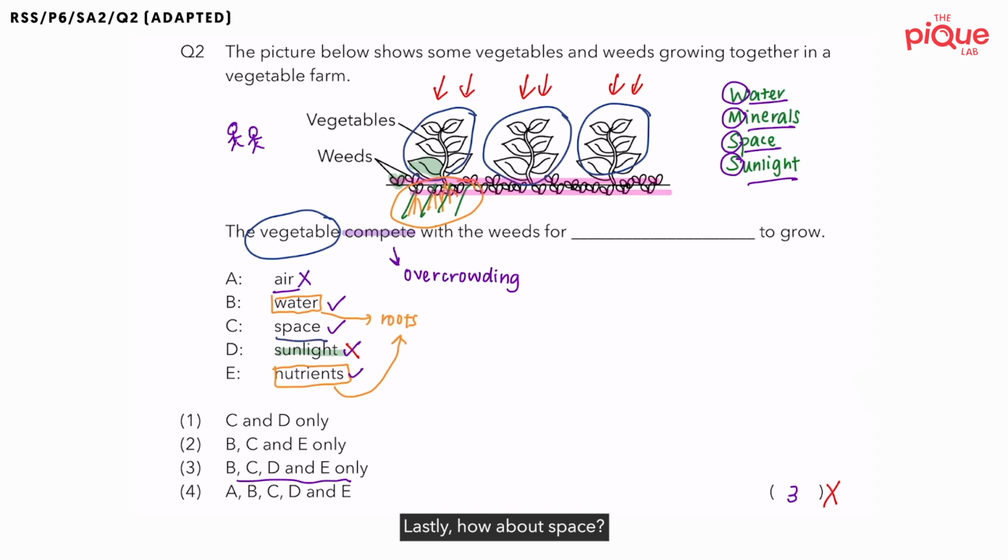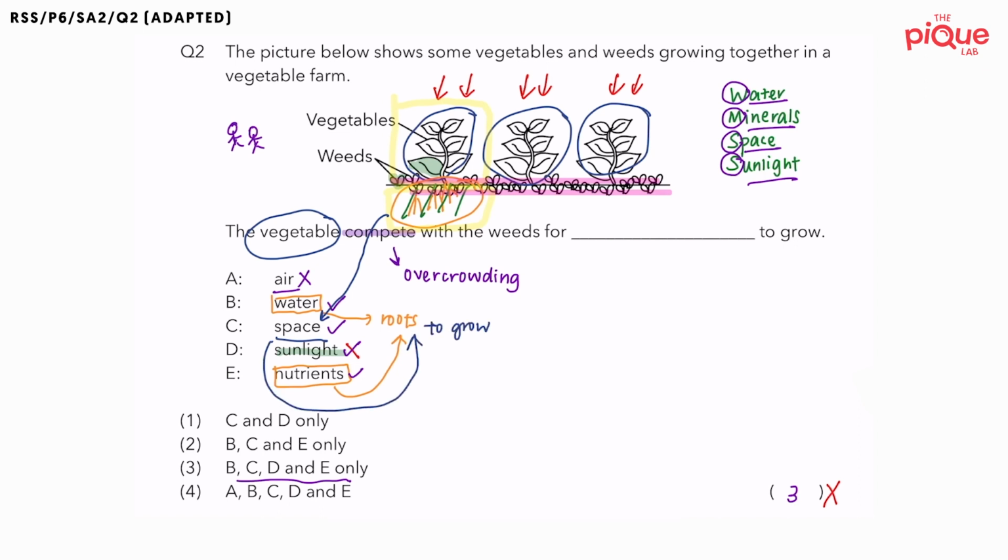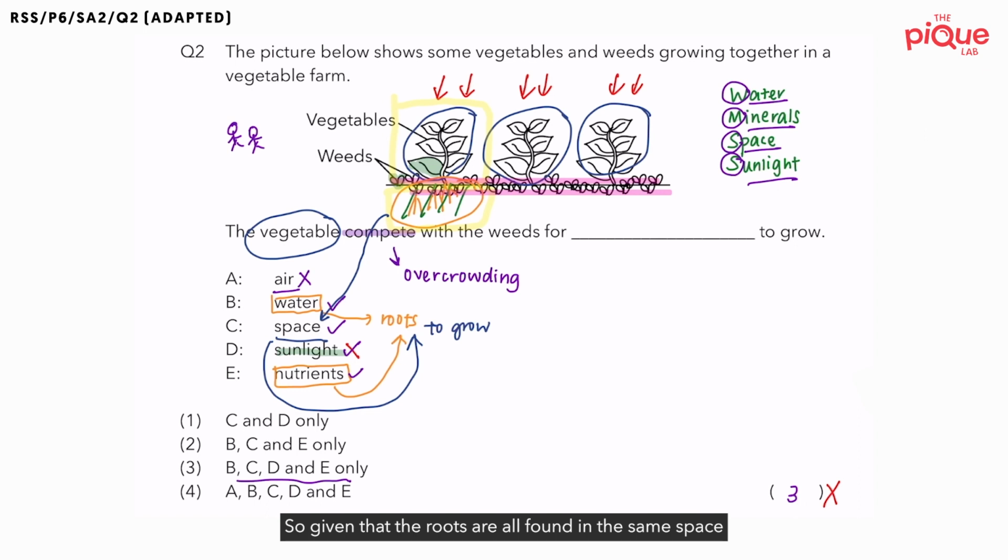Lastly, how about space? Are the vegetables and the weeds competing for space? Now, when we talk about space, are we referring to the space above the ground or the space underground? The space that we are talking about here is the space underground. And this is the space for the roots to grow. So given that the roots are all found in the same space and there is a limited space underground, can we also say that the roots of the vegetables and the roots of the weeds are competing for space to grow well? Yes. And with that understanding of this question, we will choose B, followed by C, and then E.